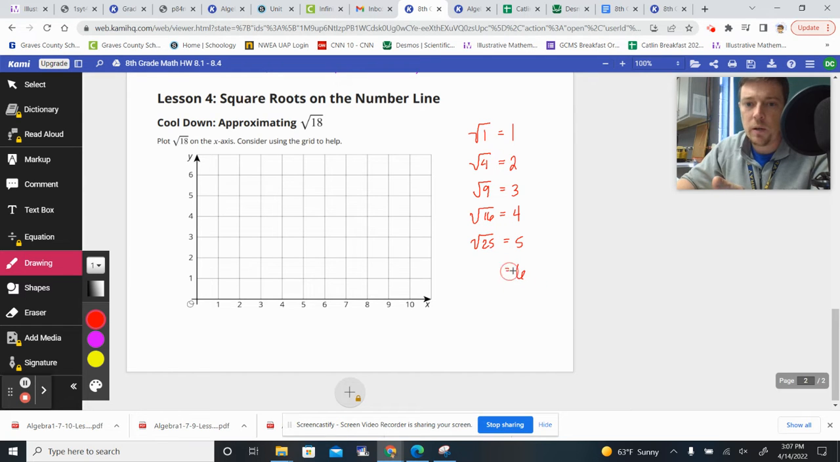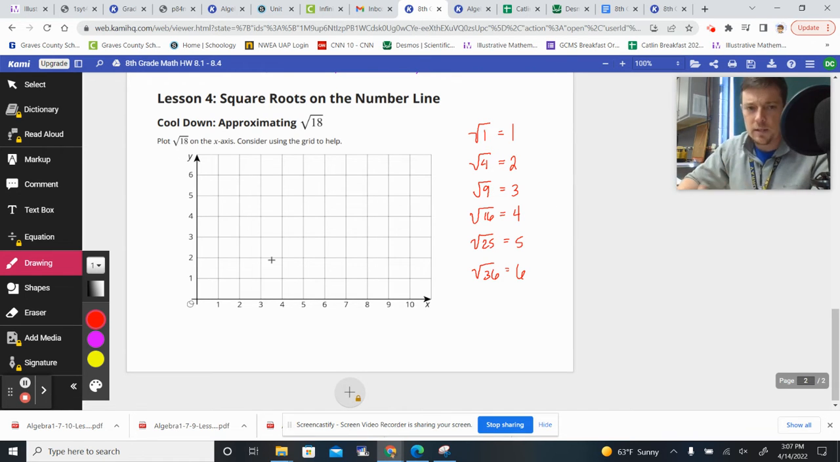We could keep going all the way up to our 12s if we wanted to, because those are the ones you should know off the top of your head. But we can stop because 18 is the one that we're approximating. So we ask ourselves, well, which of these two square root numbers does 18 fall between? Well, it falls between 16 and 25. So we know that the square root of 18 will be between the whole numbers of 4 and 5.